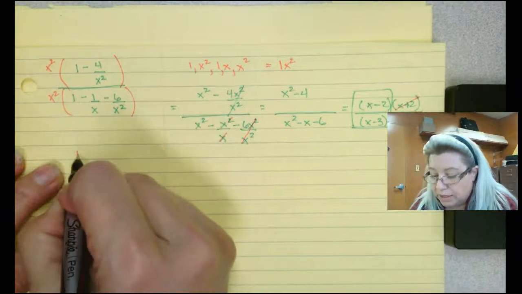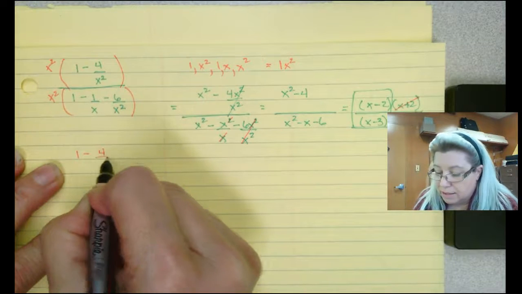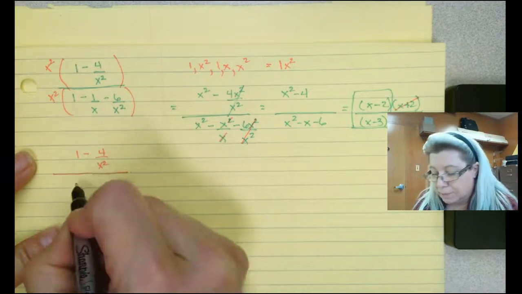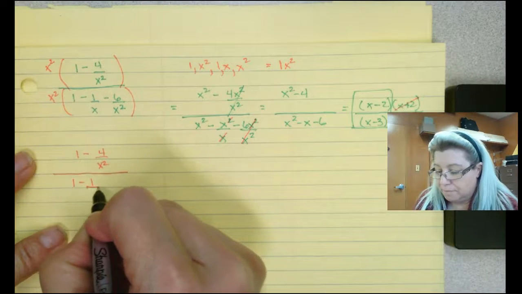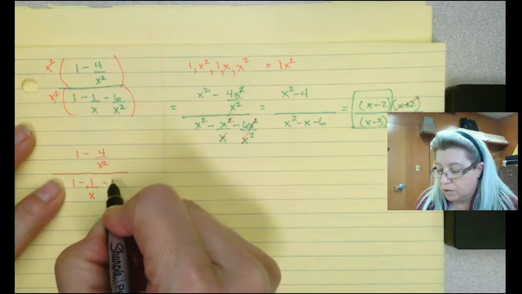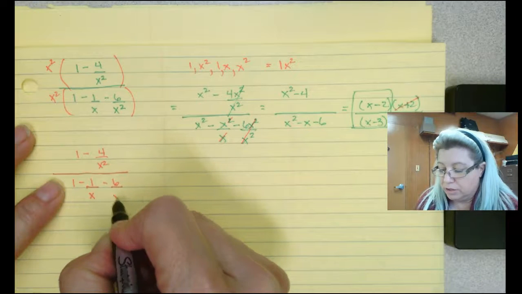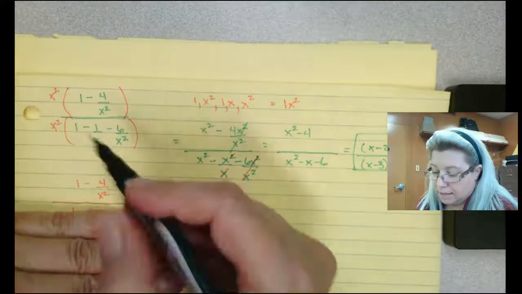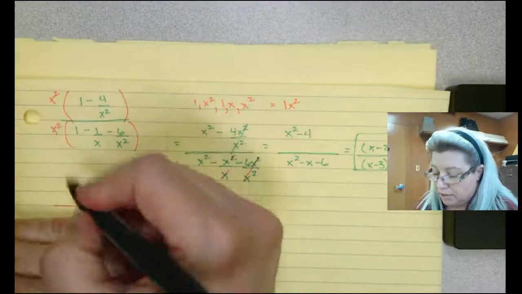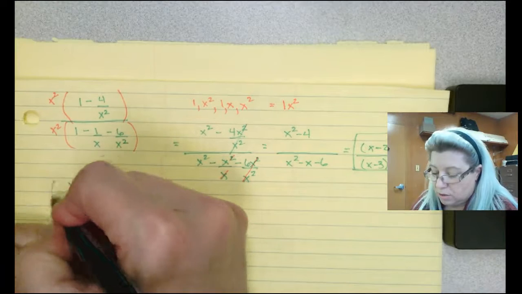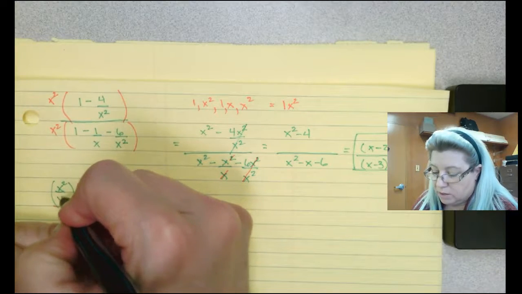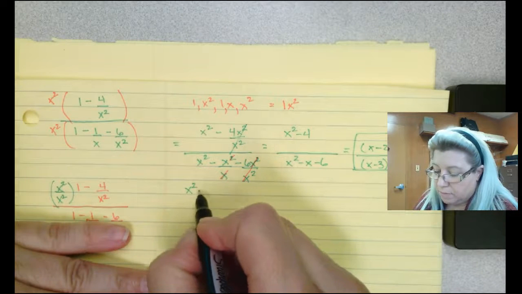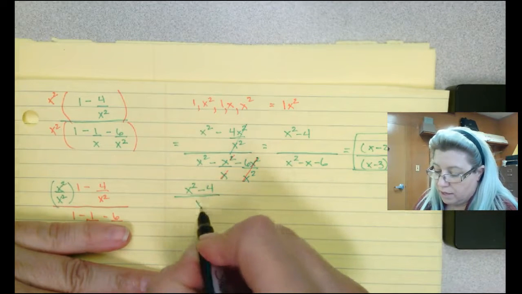All right, I treat each of these, the top and the bottom, separately. I'm just trying to put them under one fraction each. So I just look at the top, and it looks like the common denominator here is x squared. So x squared over x squared. X squared times 1 is x squared minus 4 all over x squared.